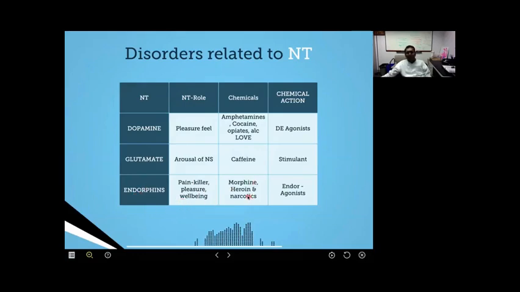Now, chemical equivalents of these endorphins include morphine, heroin, and narcotics. Again, these chemicals act as endorphin agonists because they mimic the action of endorphins and give a similar feeling. Again, there are other ways to get these feelings. You don't need to go for these.